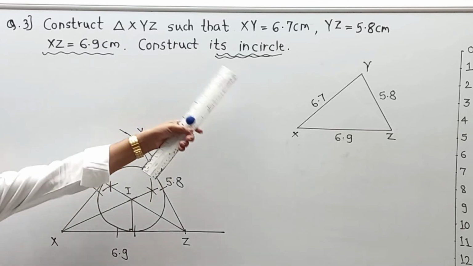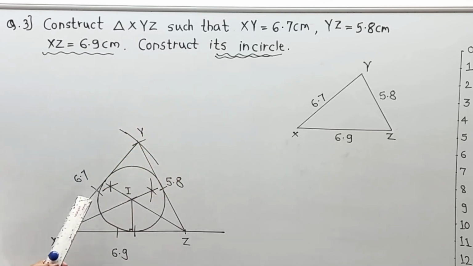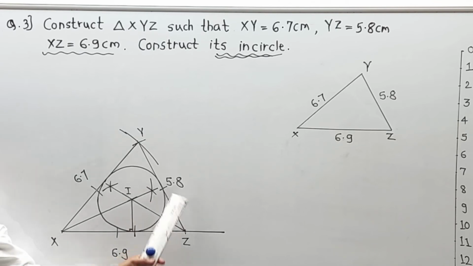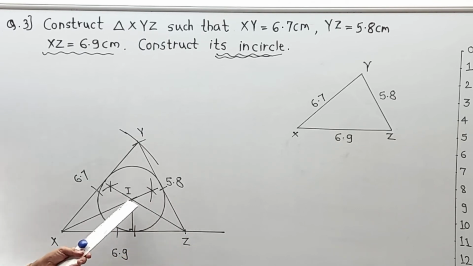Here, we are supposed to draw an incircle. So, we are going for angle bisection. We have bisected angle X as well as Z. We are able to get the point I. From I, we have drawn one perpendicular to the base. And keeping that radius, we have drawn one circle that touches three sides, meaning XY, YZ as well as XZ. And this is the procedure of an incircle.